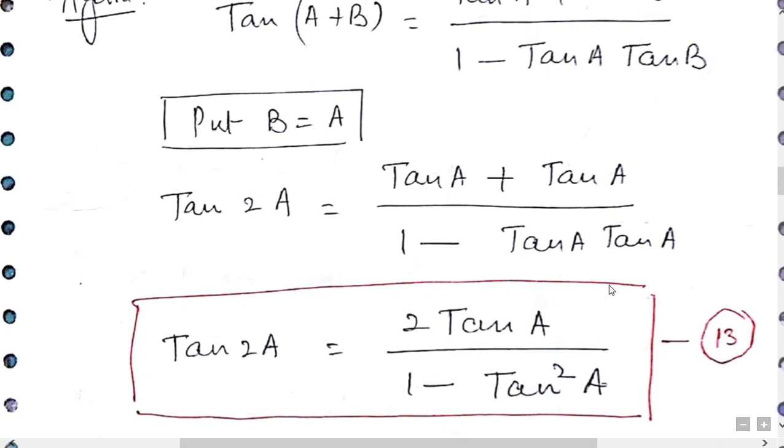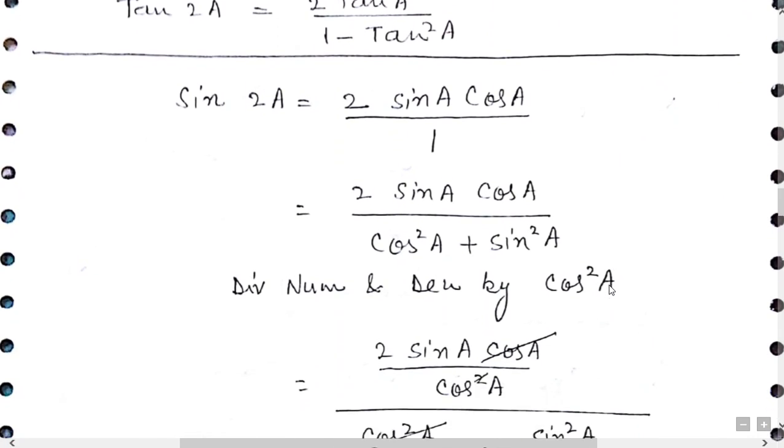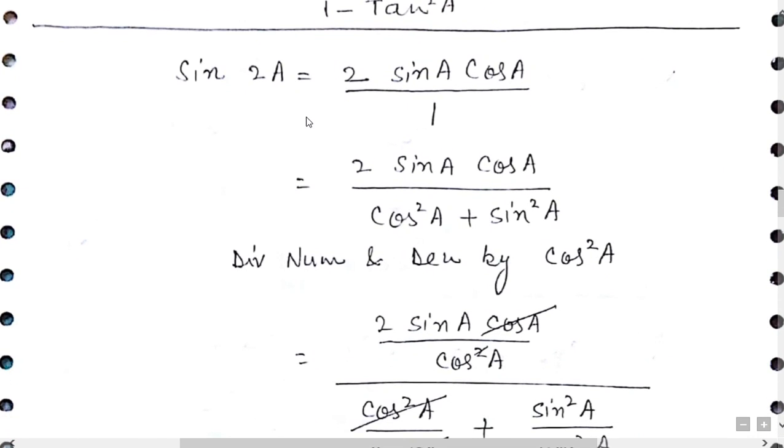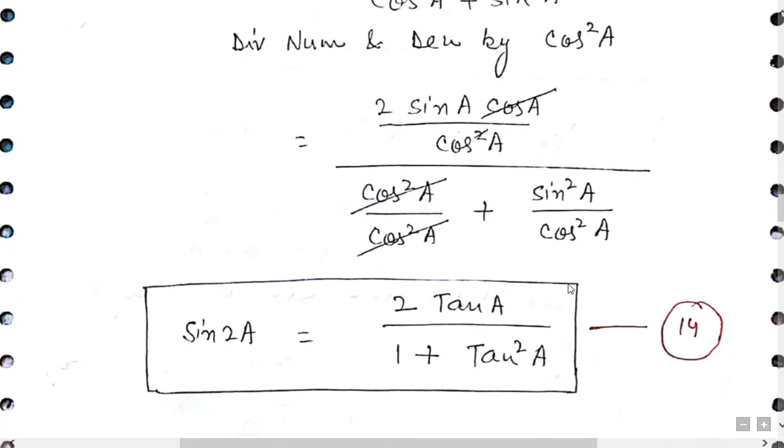That's the summary of sin 2A, cos 2A and tan 2A. Now, if I write sin 2A as 2 sin A cos A, just divide it by 1, and in place of 1 write cos square theta plus sin square theta. Then divide numerator and denominator by cos square theta. Basically, I am designing a new formula. When you calculate this, you obtain the value of sin 2A in terms of tangent.